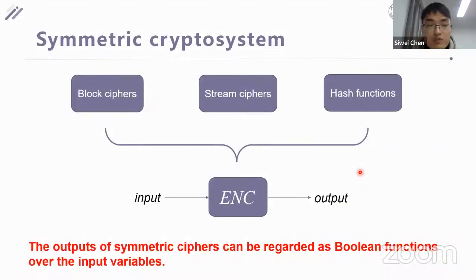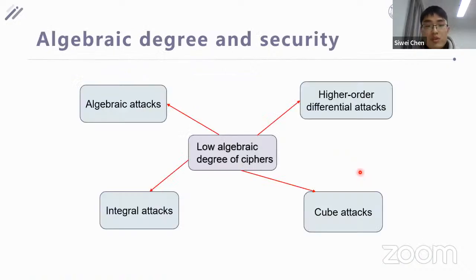The outputs of symmetric ciphers can be regarded as Boolean functions over their input variables. So if a cipher exhibits low algebraic degree, some distinguishing or key recovery tasks can be achieved. So it's very important to estimate tight bounds on the algebraic degree.